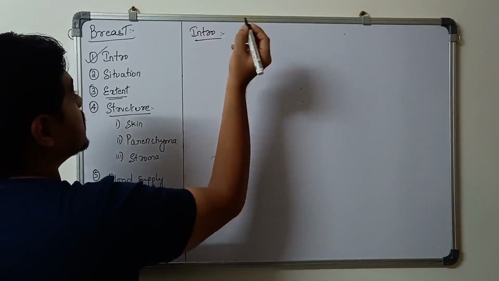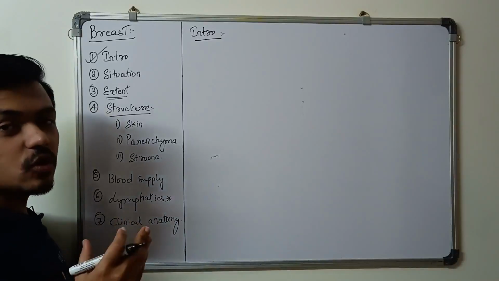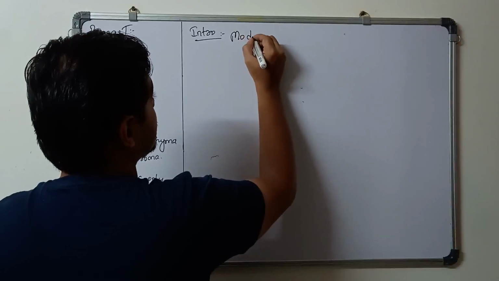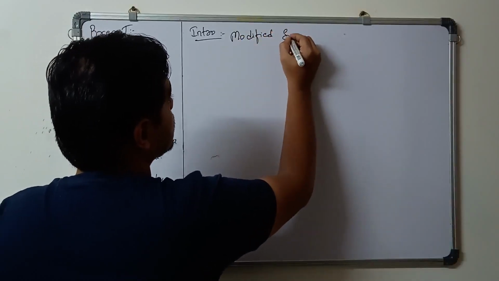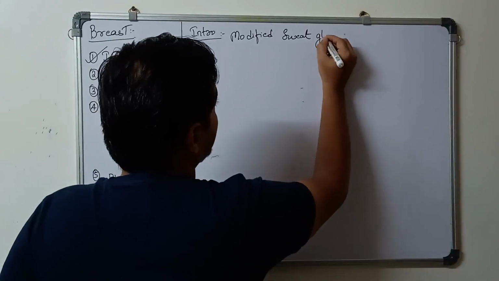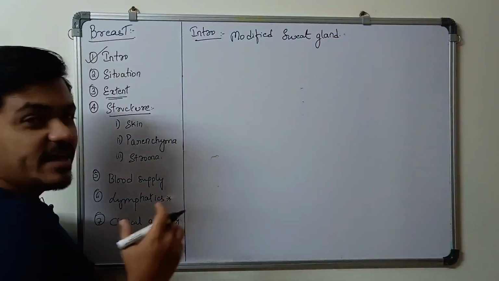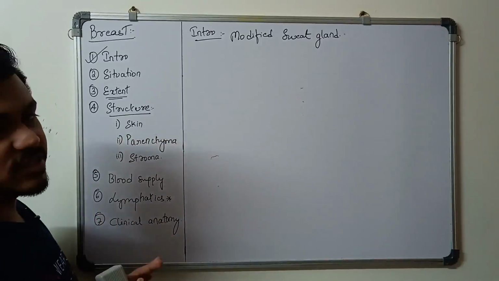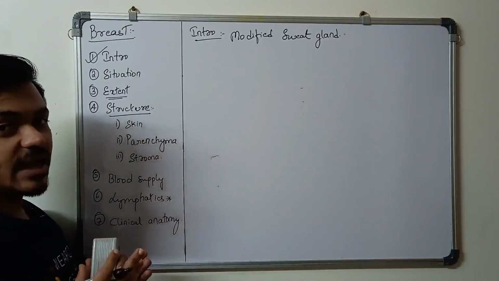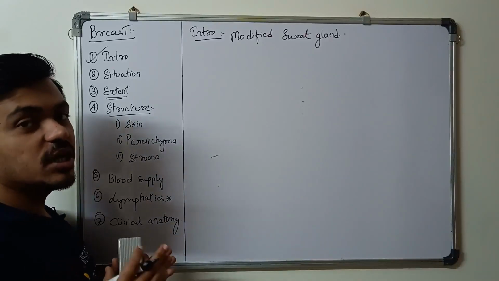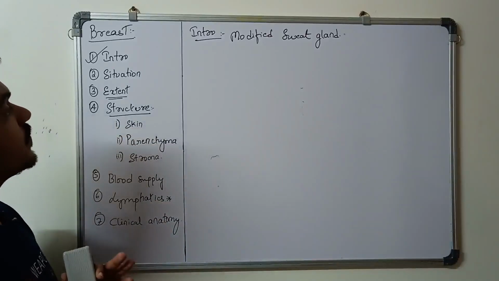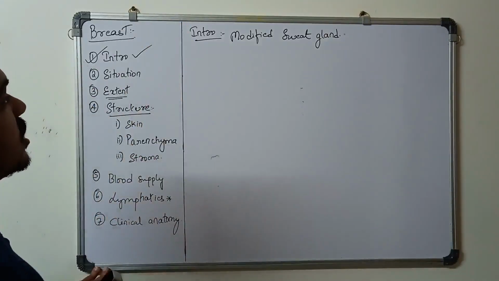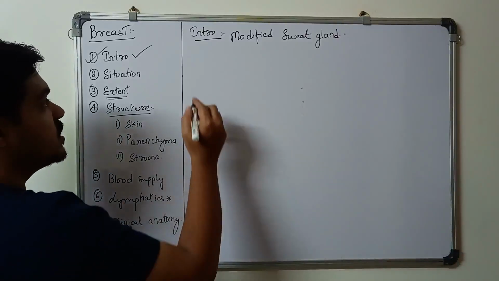So what is breast? Breast, as we all know, is also called as the mammary gland. It is nothing but a modified sweat gland. It is well developed in females, but it is rudimentary in males. The main functionality of breast tissue is to produce milk during lactation, which serves as nutrition to the newborns. Right? So there's nothing much about introduction of the breast. We will move on to the situation.